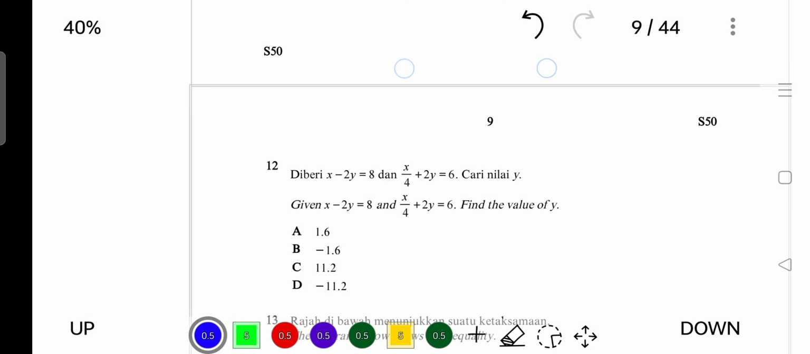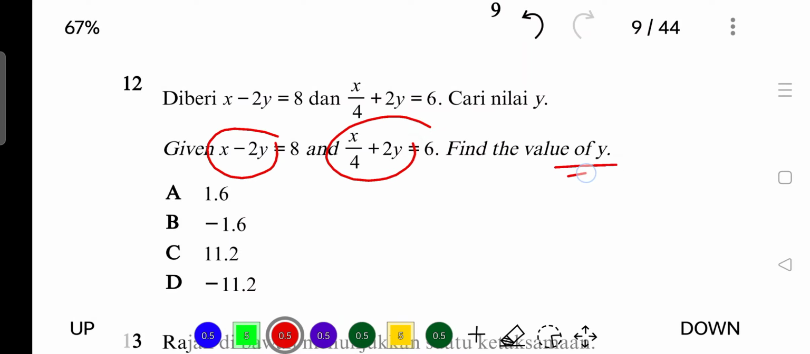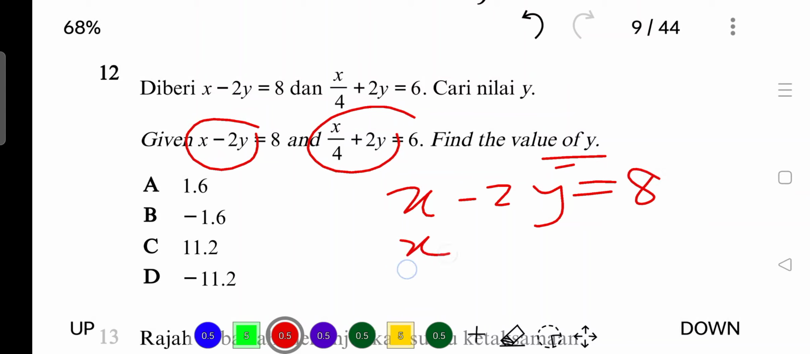Let's move to question number 12. For question number 12, what is asked here? Given this and this, you have to find the value of y. So how do we do this? x minus 2y equals 8. And another one is x over 4 plus 2y equals 6.